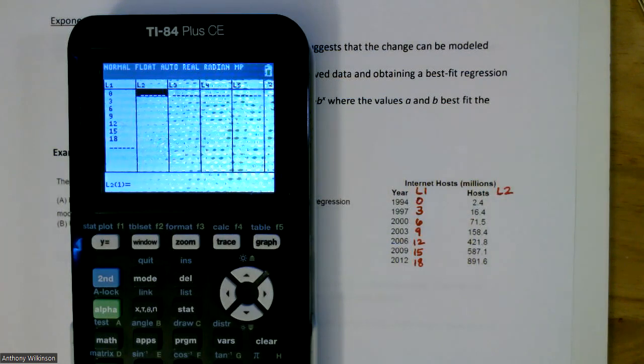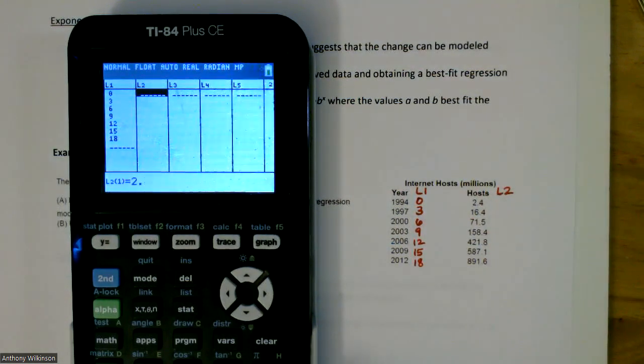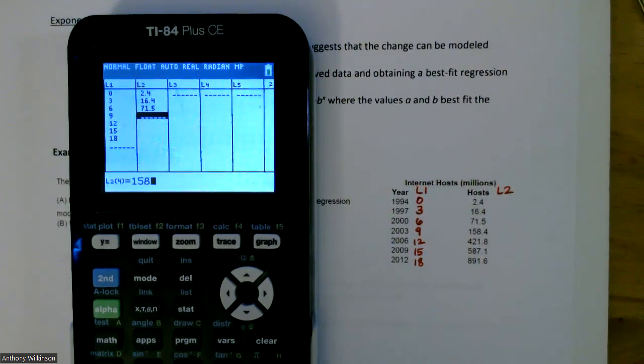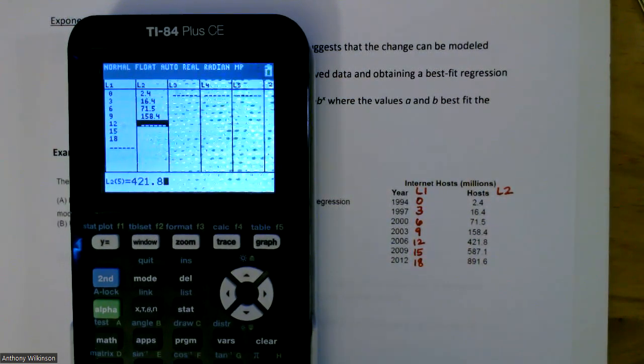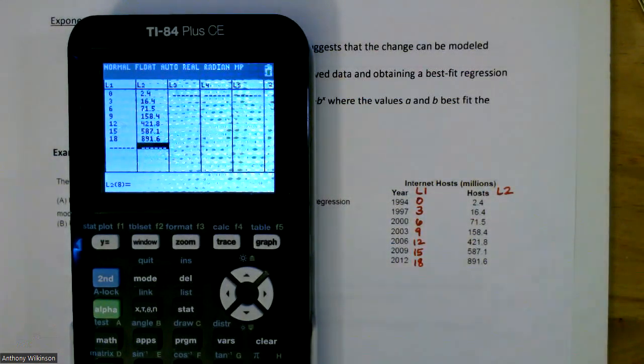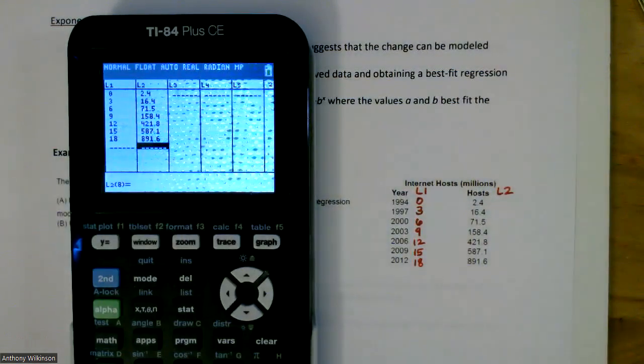Use your right arrow key to go to L2 and then enter the number here for the hosts in millions. You'll enter those numbers as is, 2.4, 16.4, 71.5, 158.4, 421.8, 587.1, and then finally 891.6, and then enter. Make sure that you enter these numbers correctly, otherwise your final answer will be incorrect. And make sure you have the same number of data values in L2 as in L1, because the first one corresponds to the first.